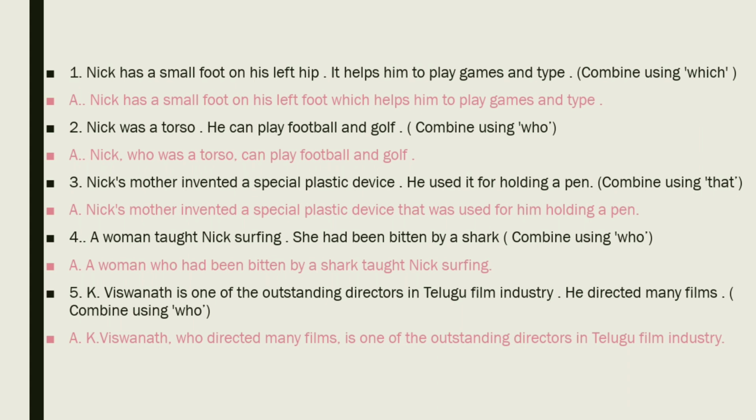The last sentence is here. K. Viswanath is one of the outstanding directors in the Telugu film industry. He directed many films, and you have to combine these two sentences using the relative pronoun who. The answer shall go on like this: K. Viswanath, who is one of the outstanding directors in the Telugu film industry, directed many films. So, who is the relative pronoun here, and its antecedent is its subject, K. Viswanath. So, that's all about the example sentences.